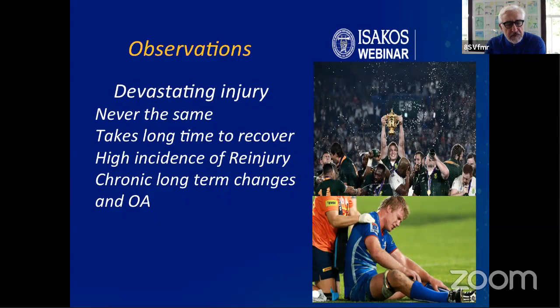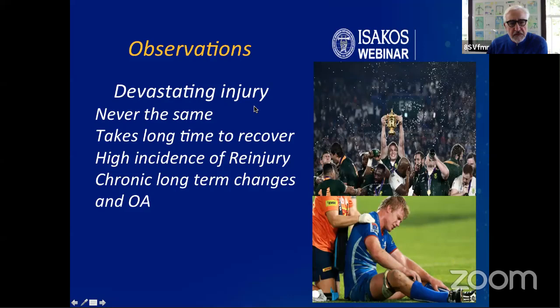So yes, they can happen and they can go back again. But we must remember that it takes a long time to recover. There's a high incidence of re-injury, and the chronic long-term changes in osteoarthritis are always there. We can modulate it, but we cannot change it.